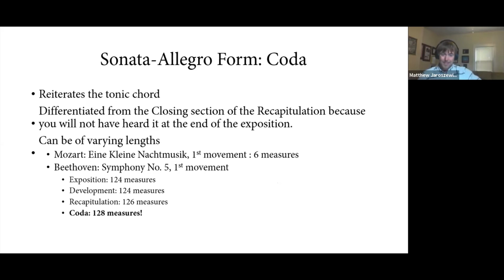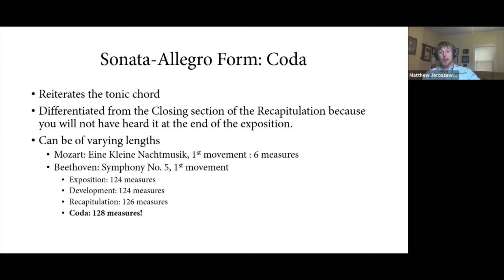The coda, the last section of the Sonata-Allegro form, reiterates the tonic chord. All of our harmonic journey that we've been on, the harmonic arc, is over at this point, and the coda just helps to say, here's where we are, we started here, we ended here, hooray. That's the major point of the coda.